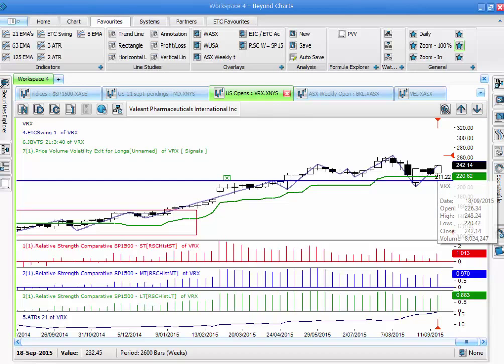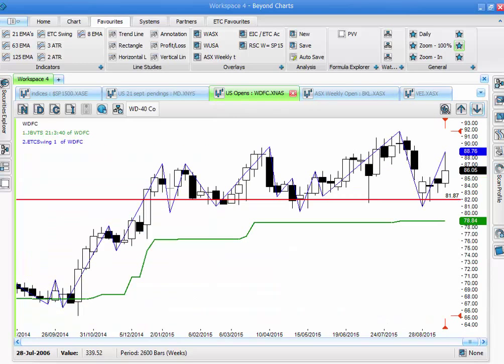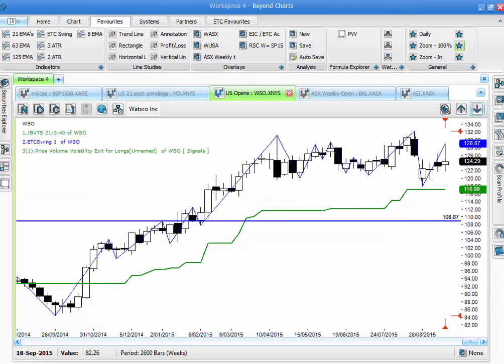VRX, good, nice candle last week, challenging that 3 ATR line for a period of time there. WD40 just moving sideways against the broader market. Really can't make too much of its mind up as to which way that stock wants to go. Same again with Watsco, a lot of sideways movement. Again, 3 ATR, if the market does happen to turn around and move to the upside, then these stocks that are going sideways will start to get some directional movement once again.